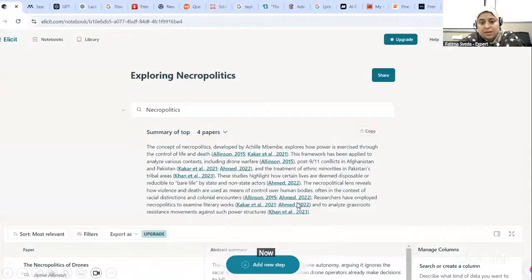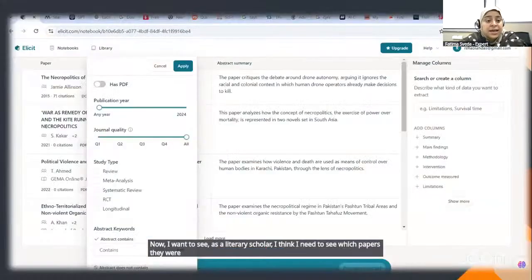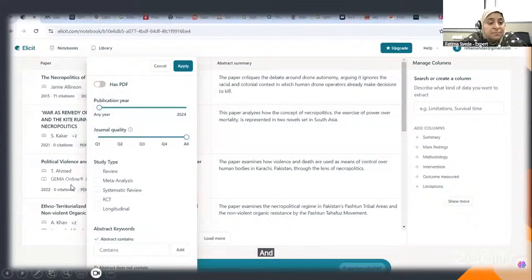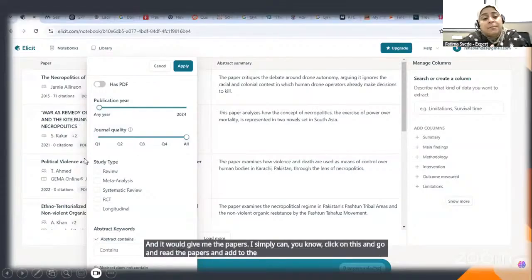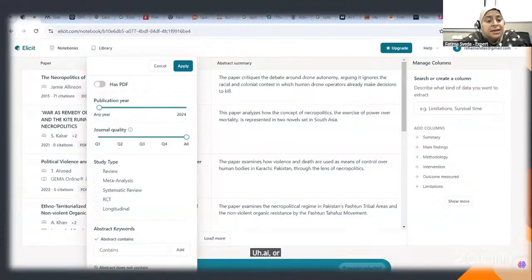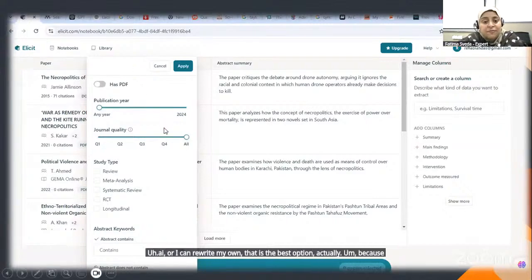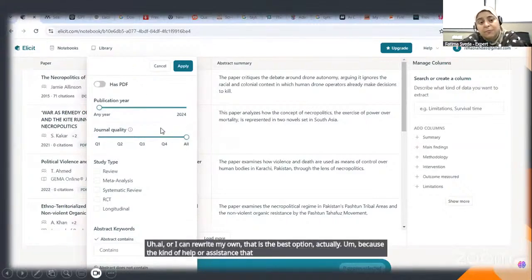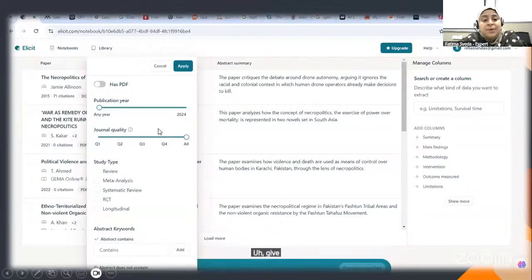Now I want to see, as a literary scholar, which papers they were. So I would ask it, and it would give me the papers. I can simply click on this and go and read the papers and add to the literature review that is produced by Elicit.ai, or I can rewrite my own. That is the best option actually, because the kind of assistance that I could seek from it was to give me the best or the top relevant articles.